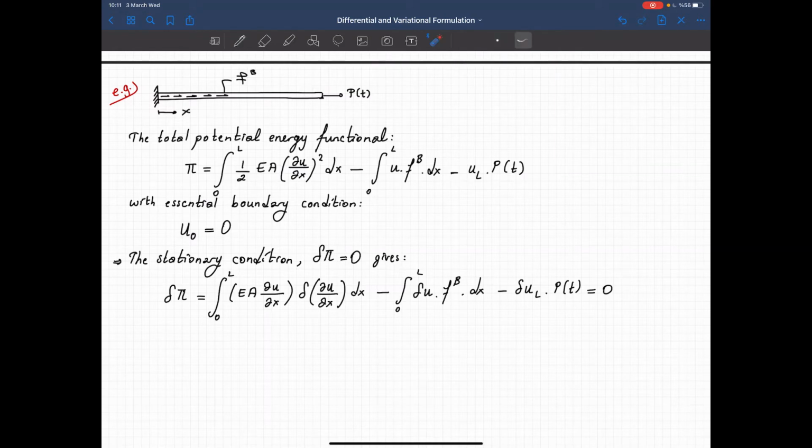Okay, now I want to write this equation in terms of the displacement. So I want to get rid of this del U over del X. So in order to do that, what I'm going to do is integrate this expression by parts.